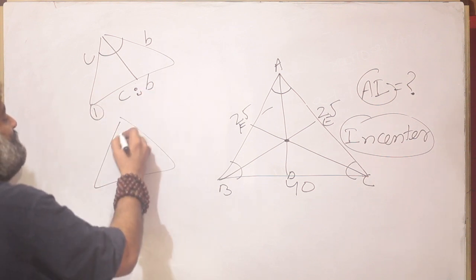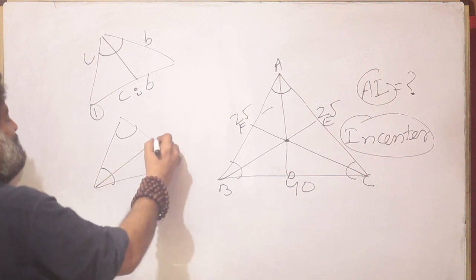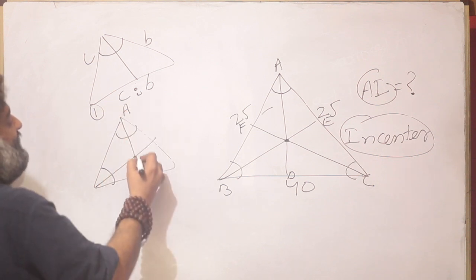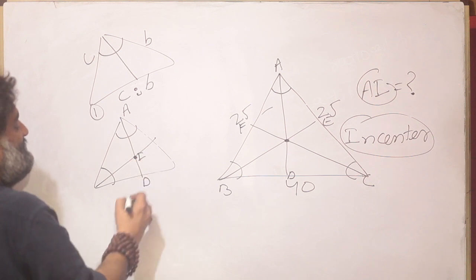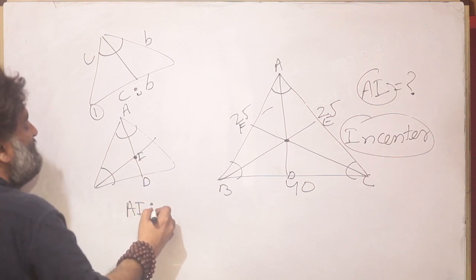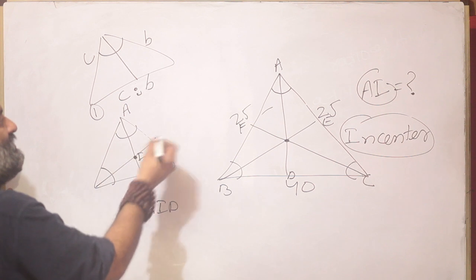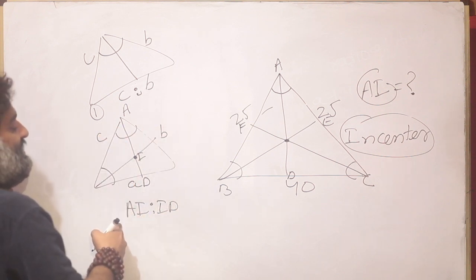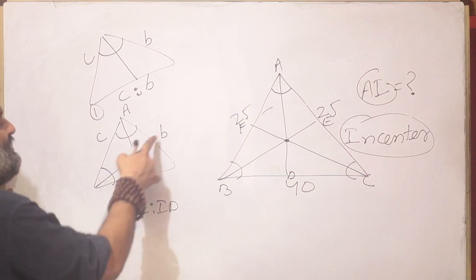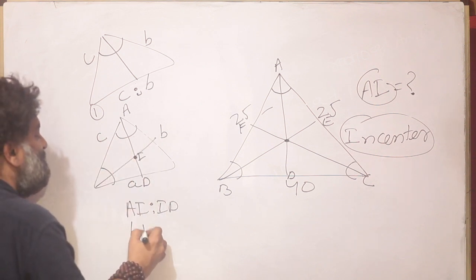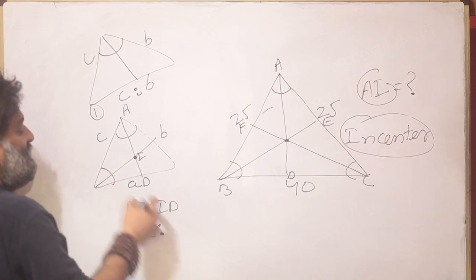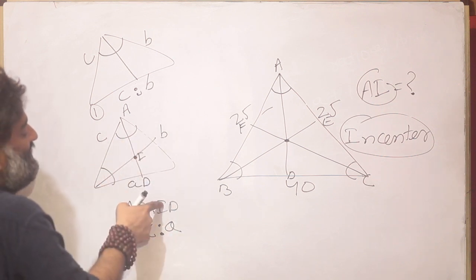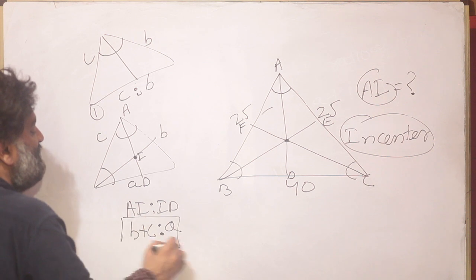The other idea was that if I have multiple angle bisectors and they meet at some point, and this point is A, this point is I, and this point is D, the ratio AI is to ID, the sides are still the same. This side is A, this side is B, this side is C. The ratio AI is to ID is going to be B plus C is to the third side, A. So add these two sides and compare it to the third side, and that is your ratio.